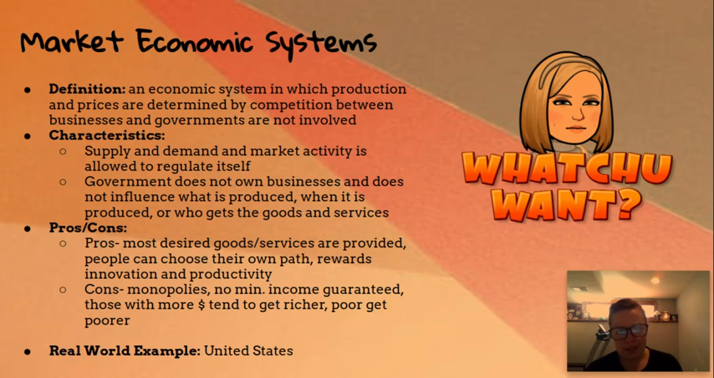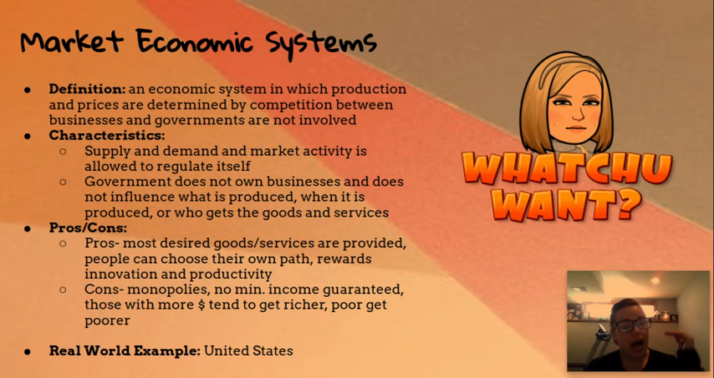Market economic systems are the exact opposite. It's basically a system where what's produced, what prices everything is, and how much of everything is produced is purely based on competition, based on supply and demand, based on what people want. And the government really tries not to be very involved in economic choices. So basically, like I said, the market is regulated by how much supply of something there is and how much people want of that product.